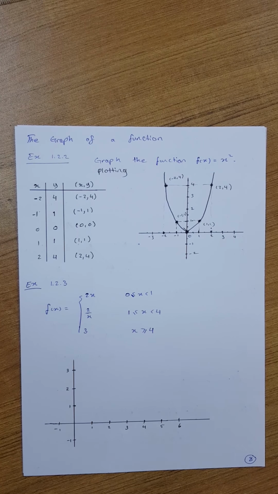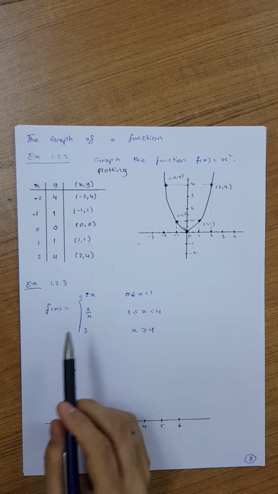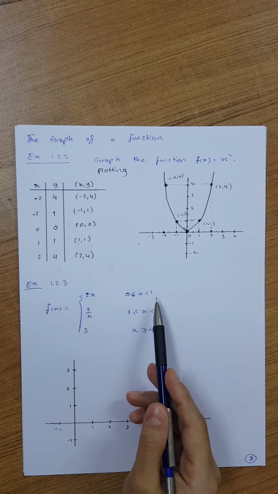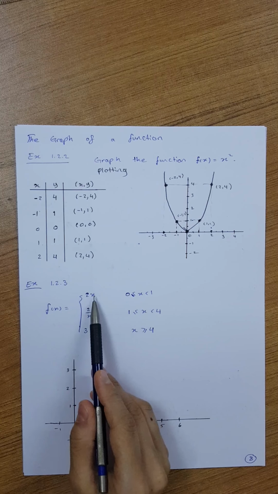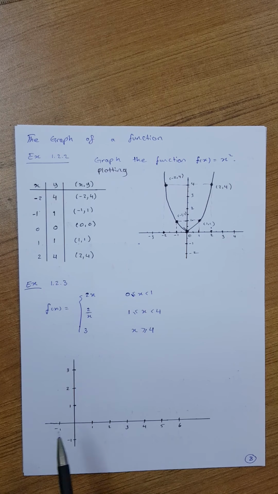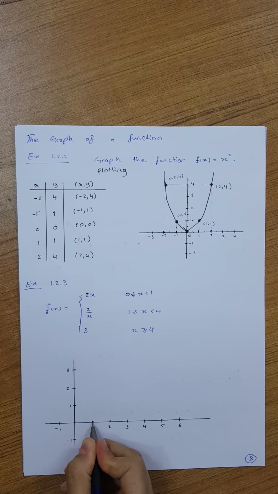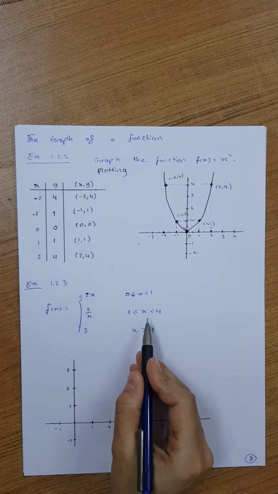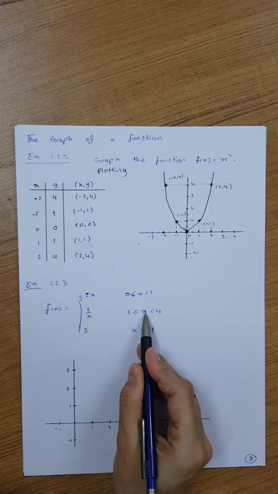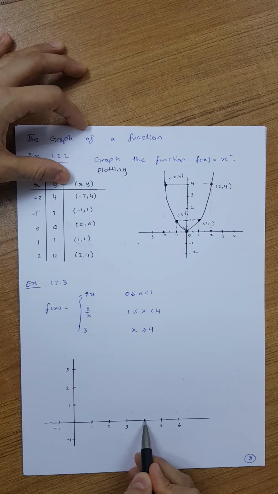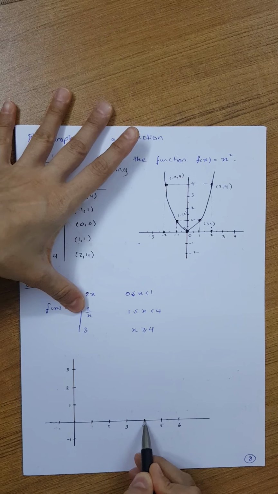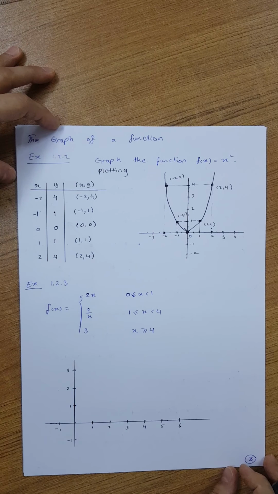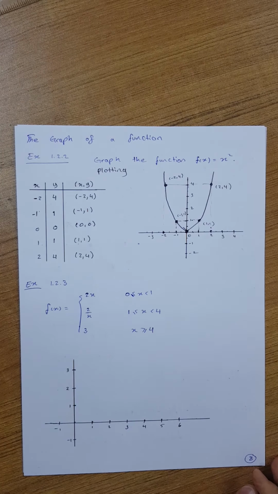We have got another example here, example 1, 2, 3. The function that is given to us is a piecewise defined function. That means on each piece of the domain of the function, a formula is given for the function. So between 0 and 1, from here to here, the function is defined as 2x. From 1 to 4, the function is defined as 2 over x, and from 4 onwards, the function is defined as 3. You can sketch the graph of this one by plotting, but it would be easier if you know the basic graphs of the functions.